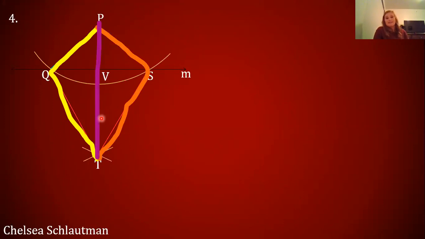Triangle QPT is in yellow, and the triangle SPT is in orange, and our line of symmetry is highlighted in purple. If we were to flip the yellow side over that purple line of symmetry, it would match up evenly with the orange triangle. So that is how we know that it is congruent.